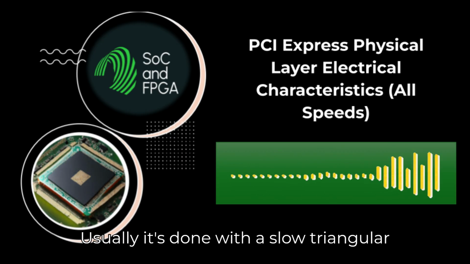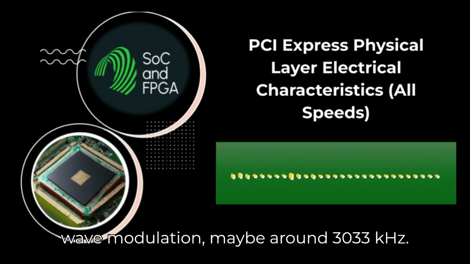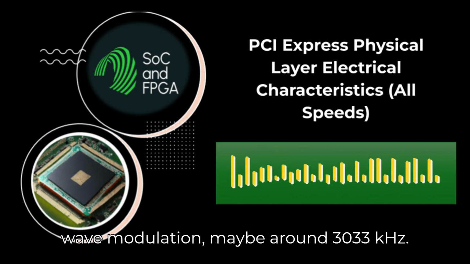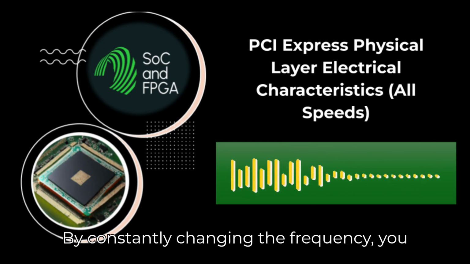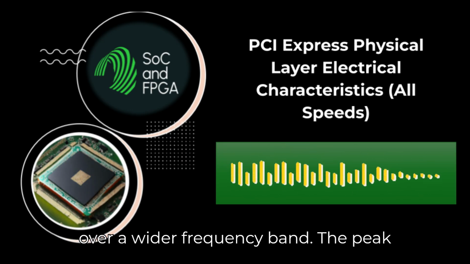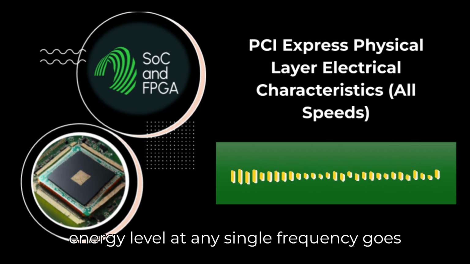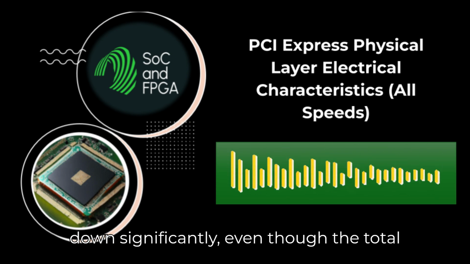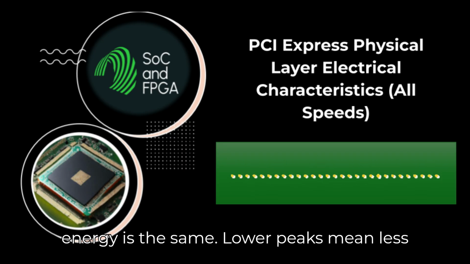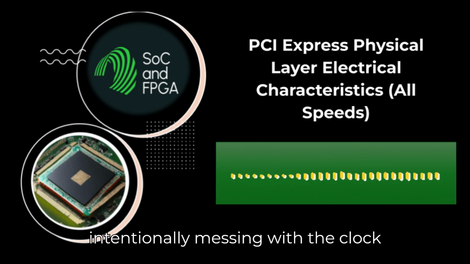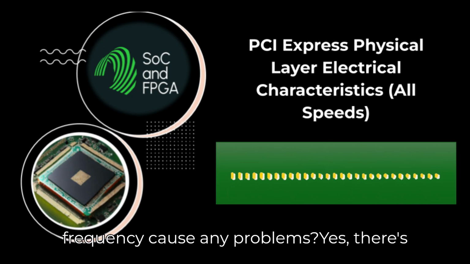Usually it's done with a slow triangular wave modulation, maybe around 33 kilohertz. By constantly changing the frequency, you spread that concentrated clock energy over a wider frequency band. The peak energy level at any single frequency goes down significantly, even though the total energy is the same. Lower peaks mean less EMI. Clever trick. But does intentionally messing with the clock frequency cause any problems?